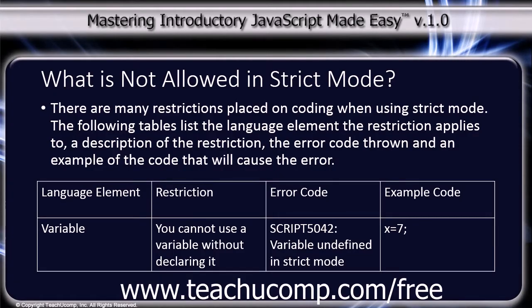www.teachucomp.com/free. There are many restrictions placed on coding when using strict mode. The following tables list the language element the restriction applies to, a description of the restriction, the error code thrown, and an example of the code that will cause the error. The first language element is variable. The restriction: you cannot use a variable without declaring it. We'll throw error code script 5042, variable undefined in strict mode. An example: x equals 7, semicolon.